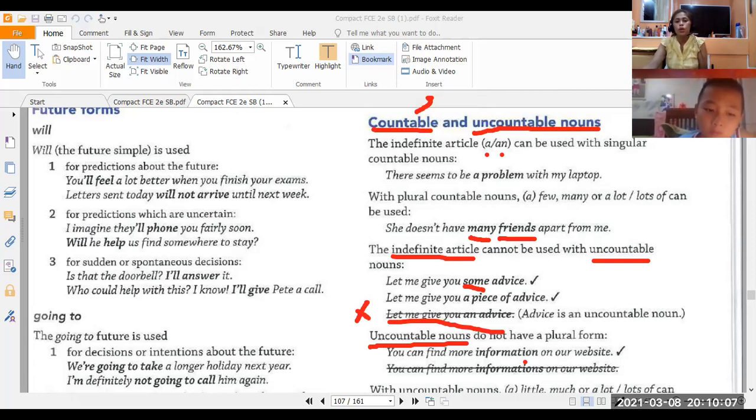Okay, you can find more information on our website. This is the correct one.